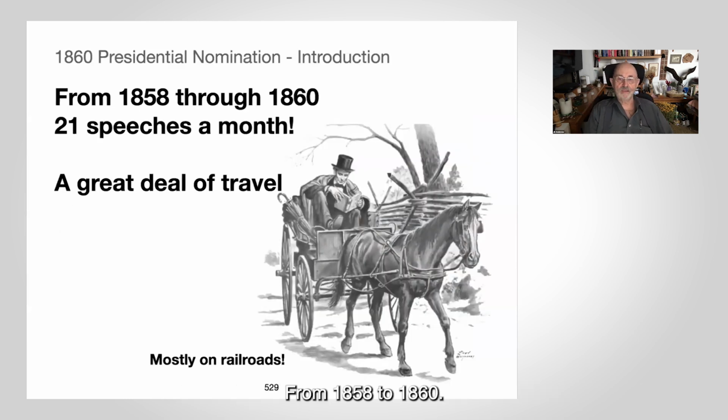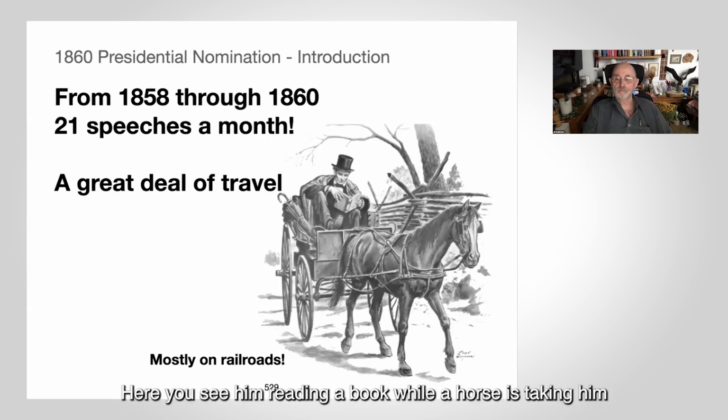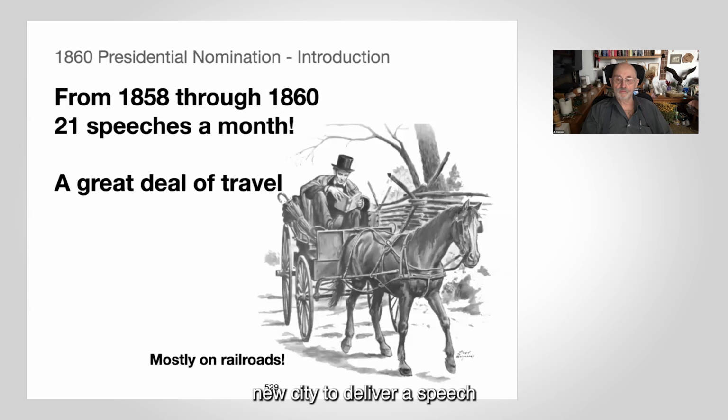From 1858 to 1860, Lincoln averaged 21 speeches a month. 30 days in a month, he's spending 2/3 of all the days in a month giving a speech somewhere in Illinois. This involved a great deal of travel. Here you see him reading a book while a horse is taking him to a new city to deliver a speech. Sometimes he took a train, depending on how far away it was, whether trains were available to the town that he was wanting to speak in next, but mostly the travel was on railroads, not by horse and cart, as you see here.